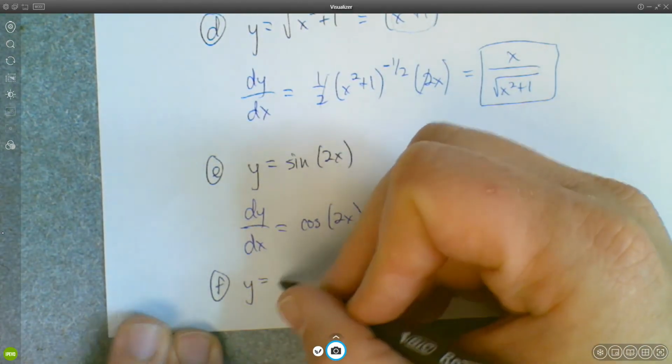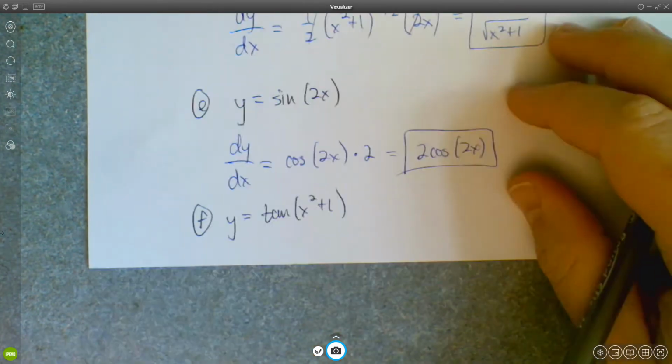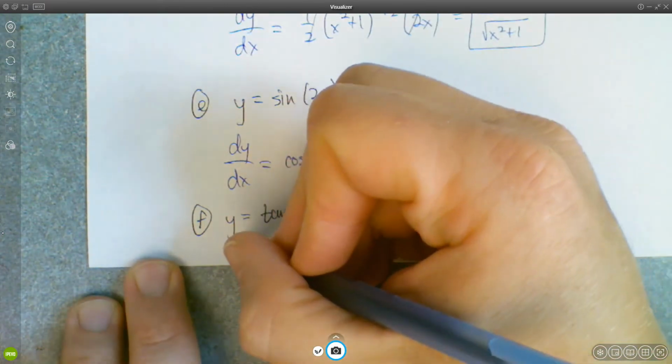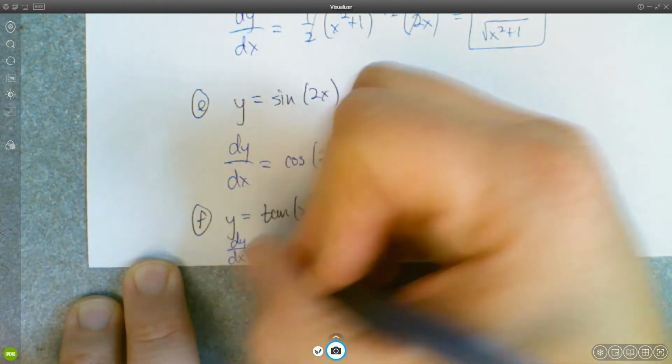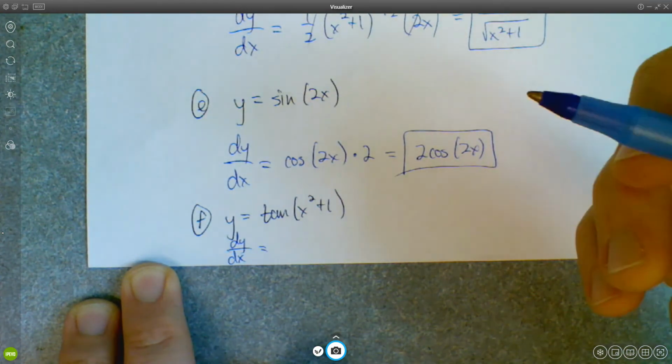We'll do y equals tangent of x squared plus 1. Go ahead and give the video a pause, see if you can figure that one out. Okay, and here's my solution. If I can squeeze it in here. So dy/dx. Outer function is tangent.